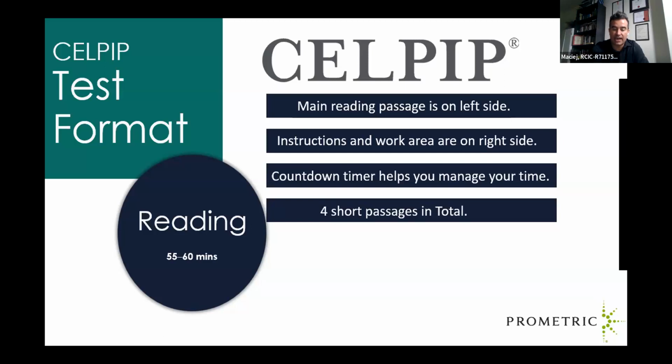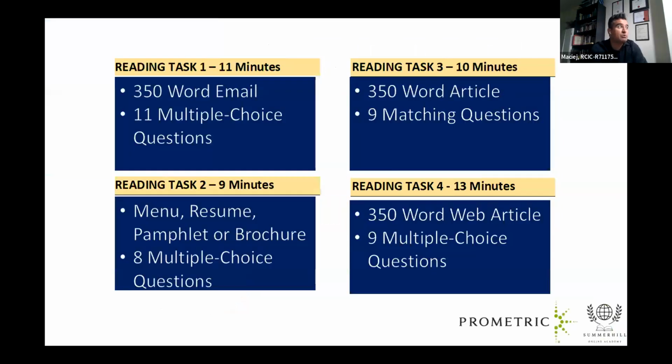With IELTS reading, there will be fill in the blanks, which means there will be no possible answers. You have to find the right answers from the reading precisely. So that's another point. And again, the length of the CELPIP exam is a lot shorter, 350 words in task one. Task two is a map or a menu or a resume or a pamphlet.